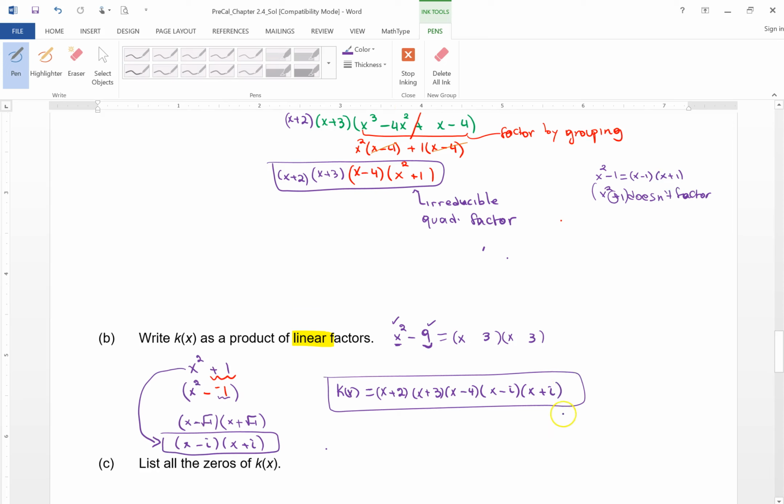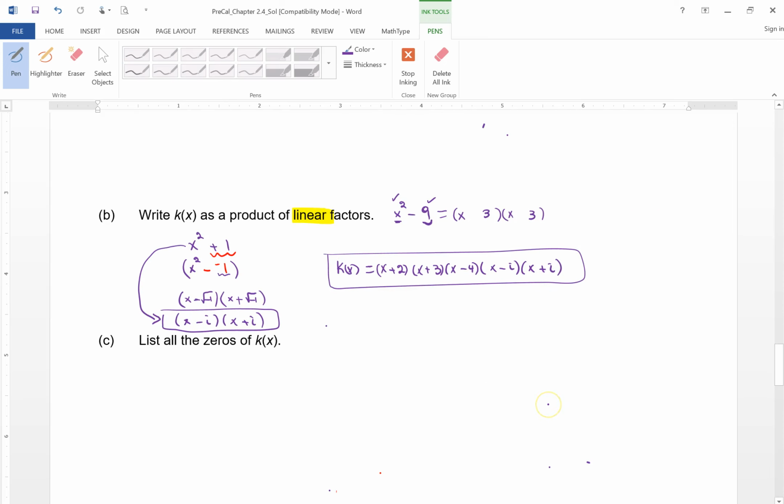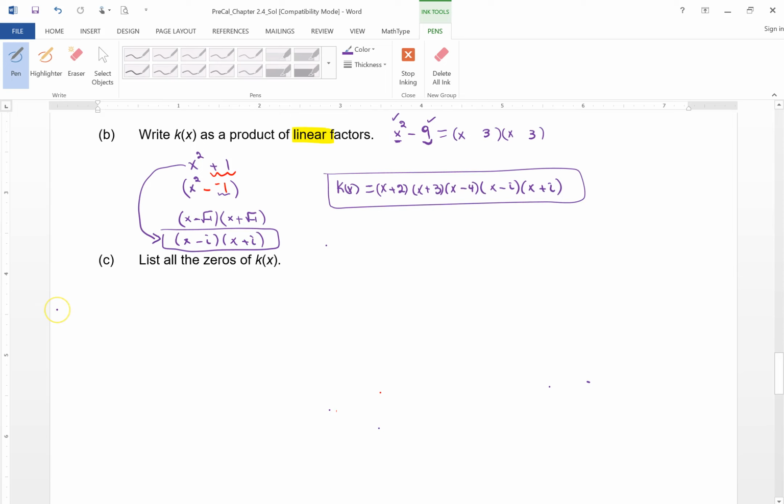Oh, wait. Okay, I spelled it wrong. So here we have a product of linear factors. Next, list all the zeros. Basically, we're going to set each one of these equal to 0 and get the value.